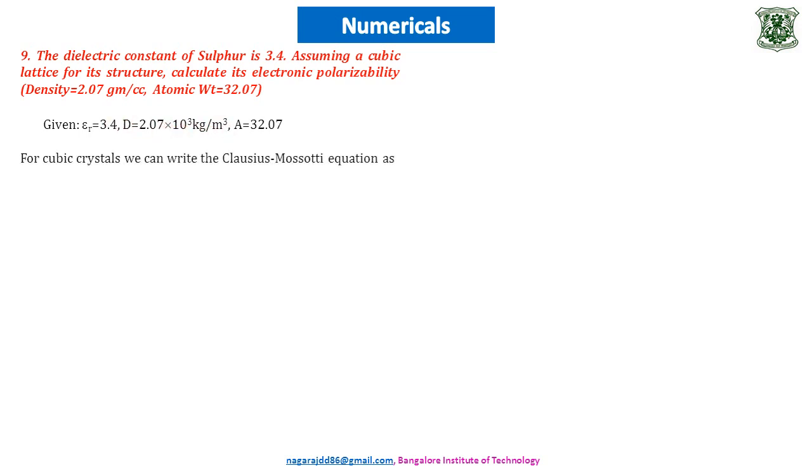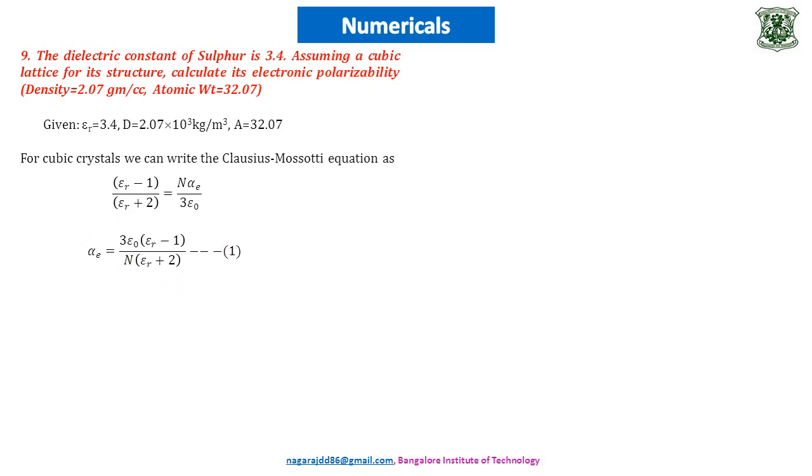Well, recall the Clausius-Mossotti equation for cubic crystal. It is epsilon r minus 1 by epsilon r plus 2, that is n into alpha E divided by 3 epsilon naught. We want alpha E. So write for alpha E. So you get this equation, 3 epsilon naught goes here, n comes to the denominator. So you get this equation.